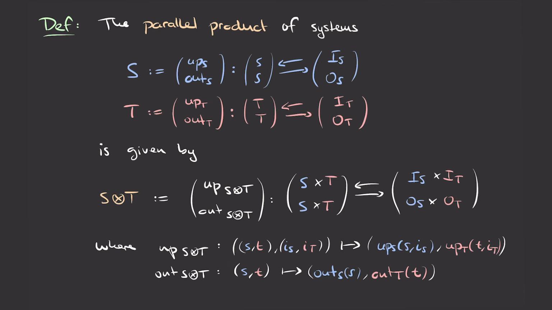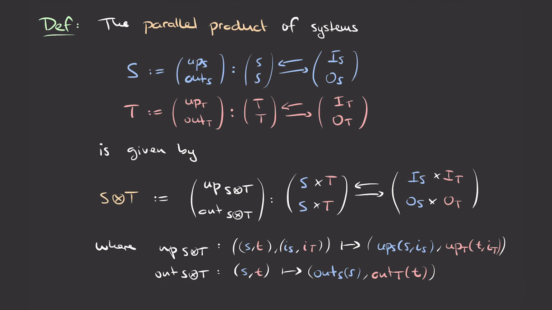So the update function is as we had before. It takes a pair of states, one in S and one in T, and a pair of inputs, one in S and one in T, and it applies the update function of S to the corresponding state in S and input of S, and then also at the same time it applies the update function of T to the corresponding state in T and the input of T. The output function also works in a similar way.